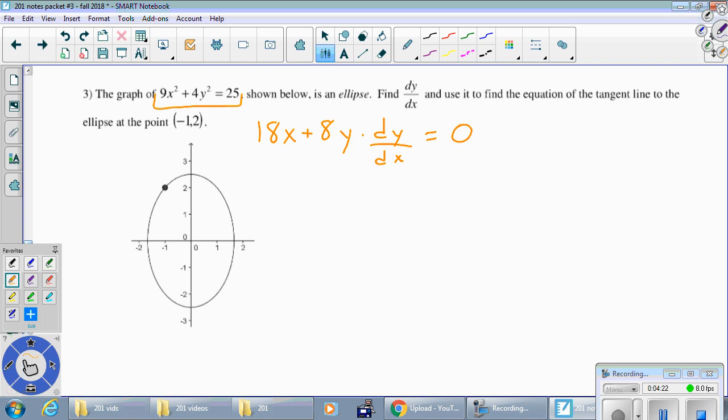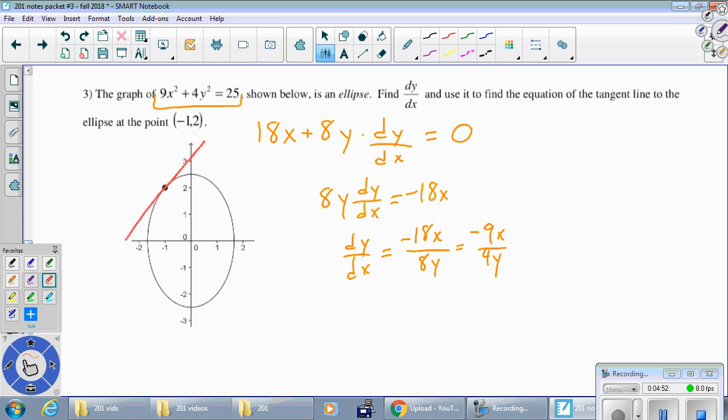Okay, here we do want to solve for dy dx. So we'll subtract the 18x from both sides and then divide both sides by the 8y. And we'll go ahead and just reduce the fraction here. So that's a negative 9x over 4y. So there's dy dx. And we're going to use that to find the equation of this particular curve, the ellipse, at the point -1, 2. So we're looking for the equation of that tangent line right there.